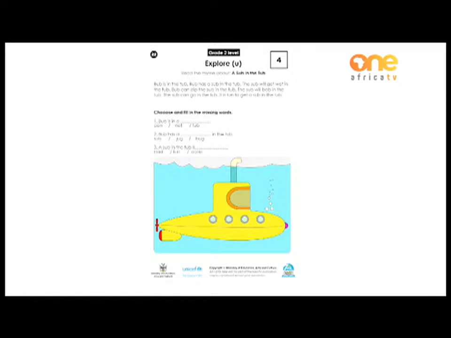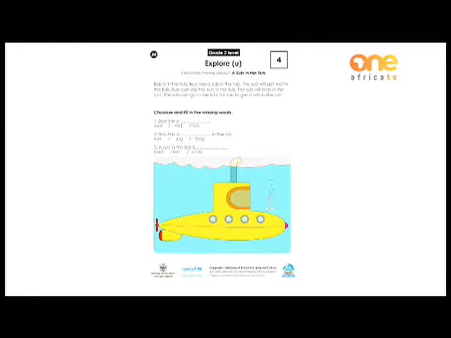Do you know what a sub is? Yes, there's a picture of a submarine. Now, it's a shorter word for submarines, the boats that go underwater. All right, now let's quickly look at our instruction there. Choose and fill in the missing words.